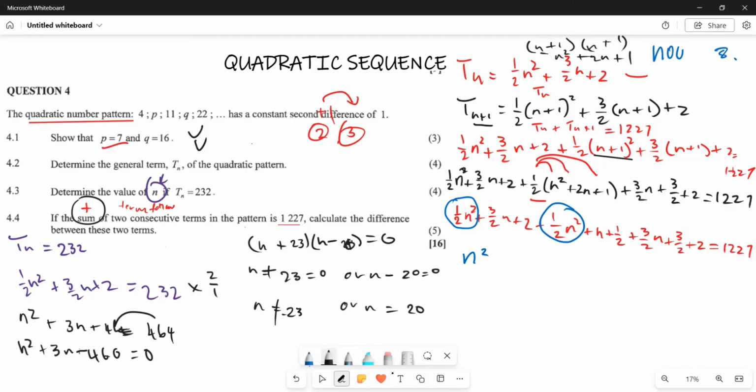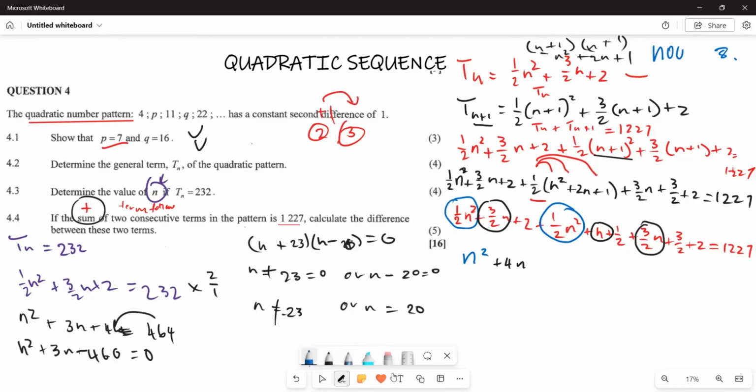And what else are you going to have? When you say 3 over 2n plus n plus 3 over 2n, what is it that you're going to have? So basically, we are focusing on the ones that are having the n now. When you add all of those, the answer that you're going to get here is 4, right? This is going to be plus 4n, right?